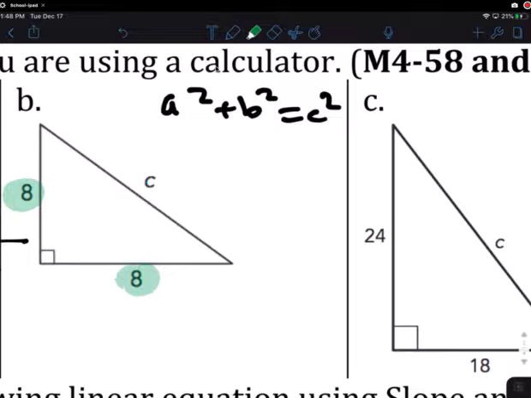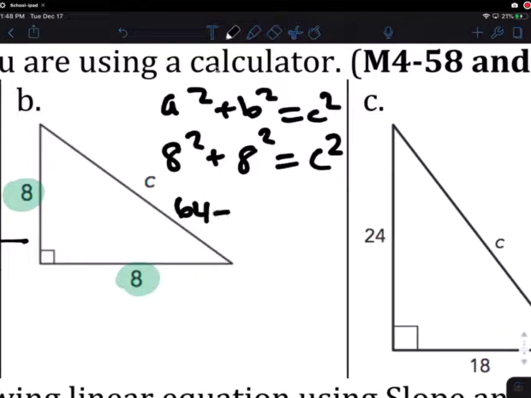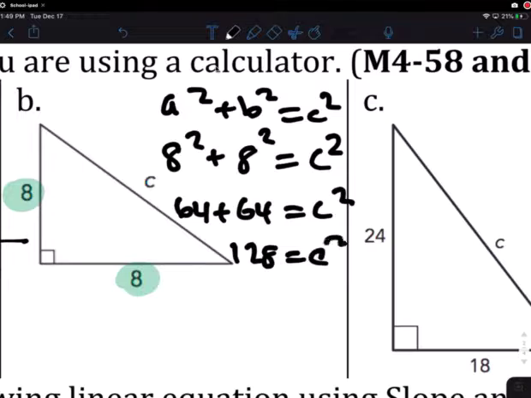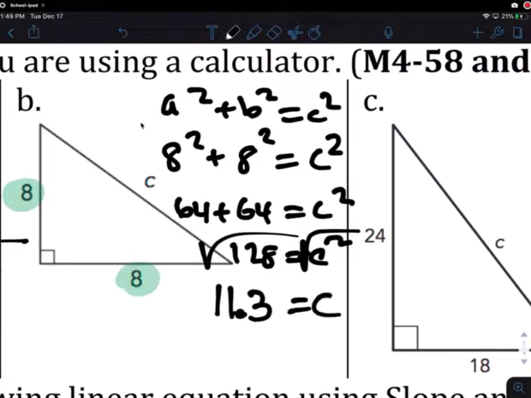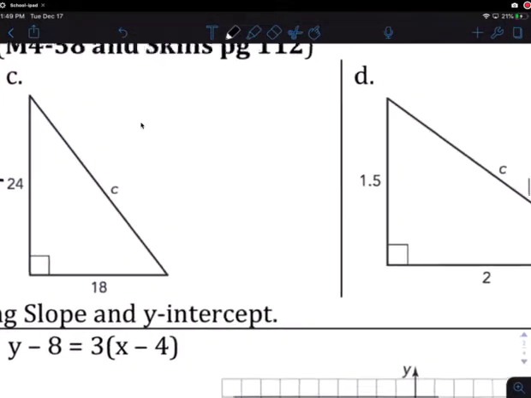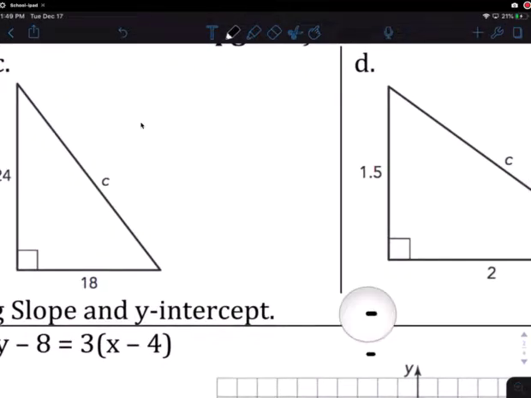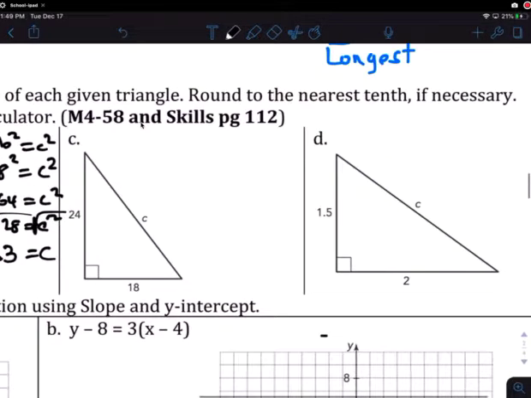They're both 8. 8 squared plus 8 squared equals C squared. 64 plus 64 equals C squared. Take the square root. It's 11 point something. It's under 144. So the square root of 128 equals 11.3, so the 3 stays the same. Okay, finish the rest. You guys know how to do this.